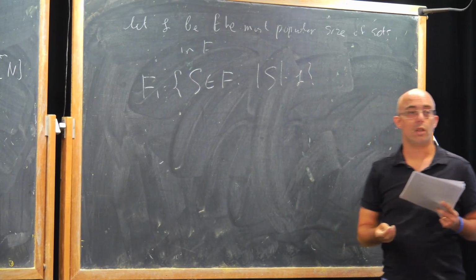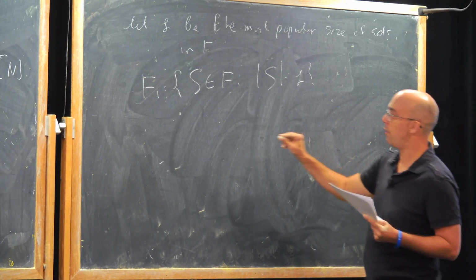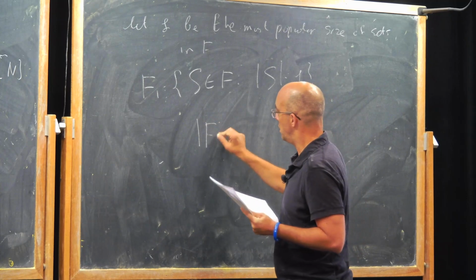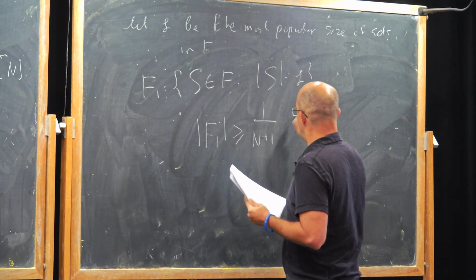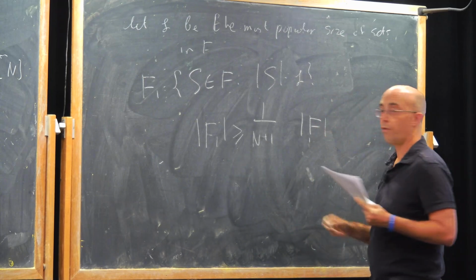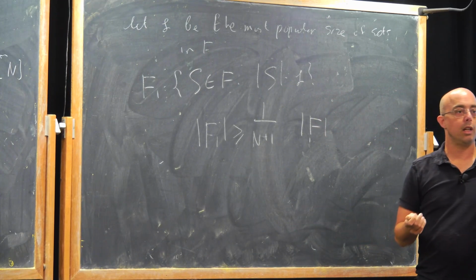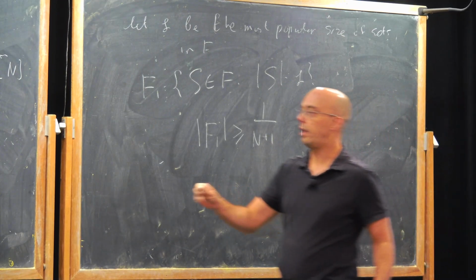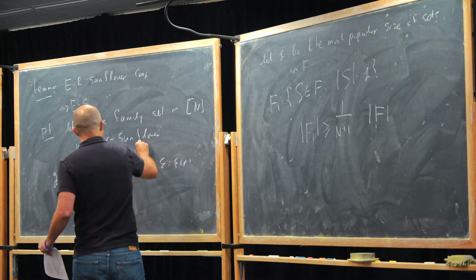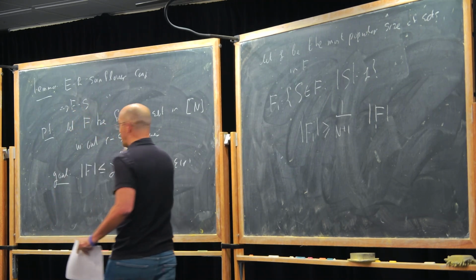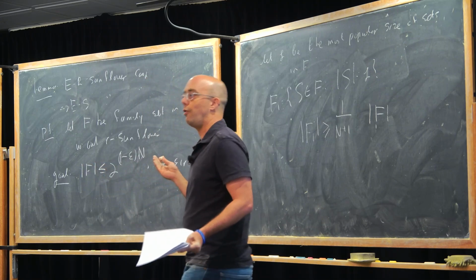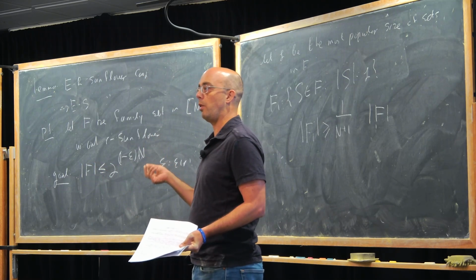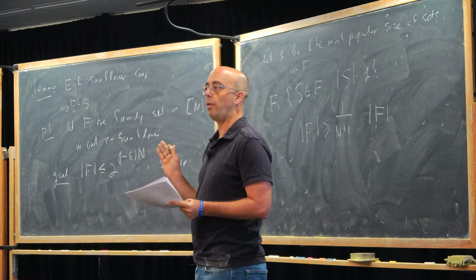Because it's the most popular size, we know that the size of F1 is at least 1 over N plus 1 times the size of F. There are only N plus 1 sizes. Sorry, this should be capital N. So if we can improve a bound like that for F1, saving something exponential, it's going to give us more or less the same bound for F as well, maybe with a slightly worse epsilon. So we can just restrict to F1 for now.